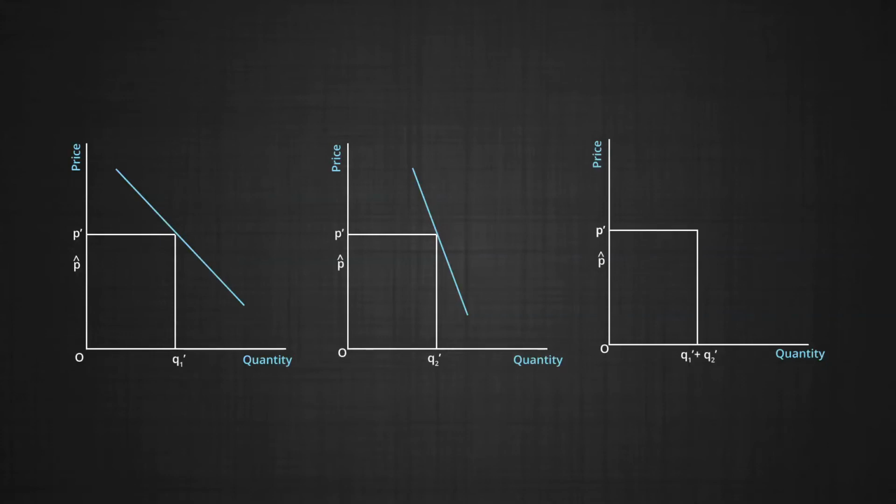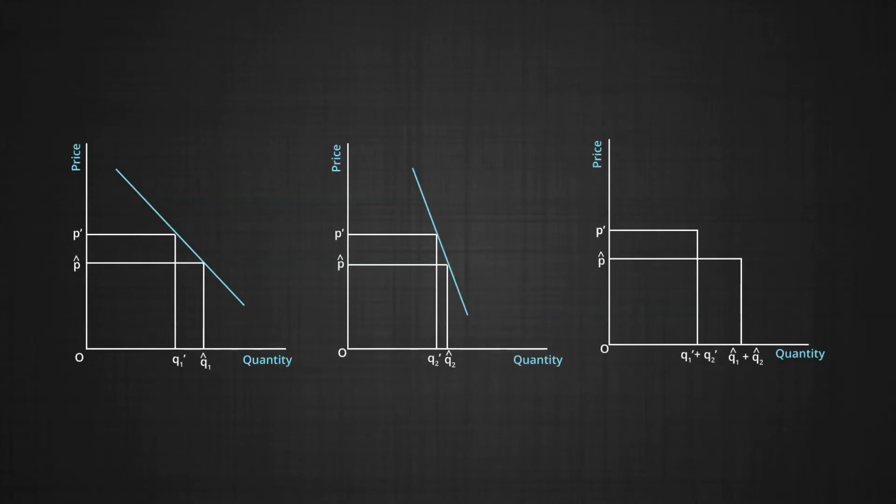Similarly, at a different price, say P hat, the first consumer has the demand Q1 hat and the second consumer has the demand Q2 hat. So the market demand for the commodity at P hat is the sum of individual consumer demands, which is Q1 hat plus Q2 hat.